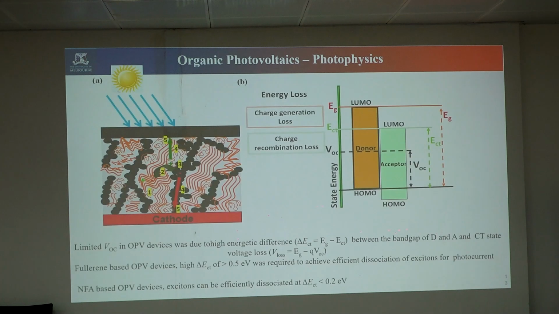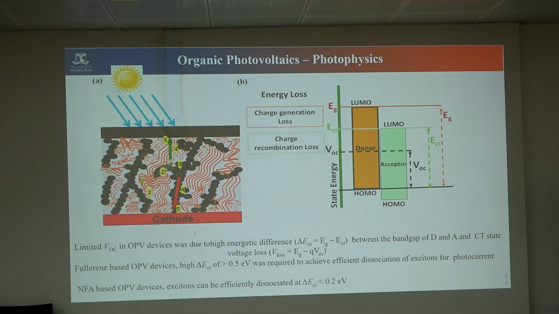What is the loss? This much is the loss, because even though the charge transfer state is at this level, we lose this much energy during the charge transport. Finally we end up getting a VOC of only this level. Even though our band gap is, let's say, 1.8 volts, 1.7, the real output we are getting is only 0.9.